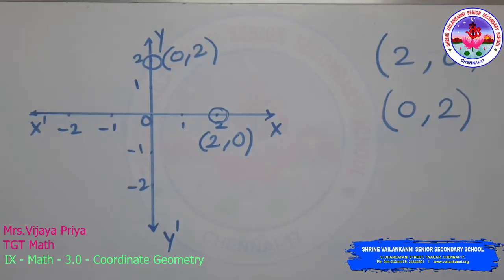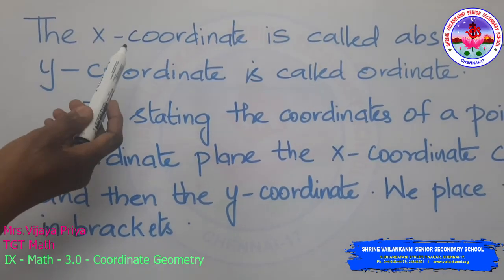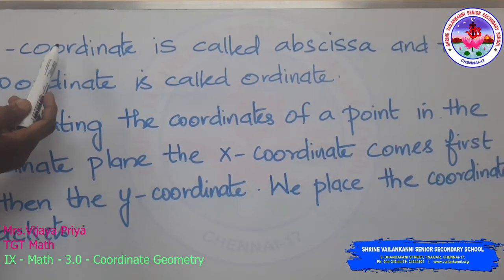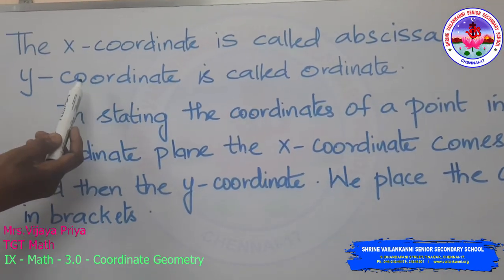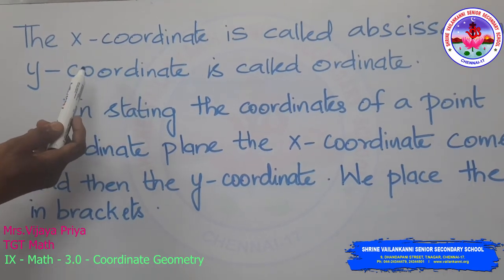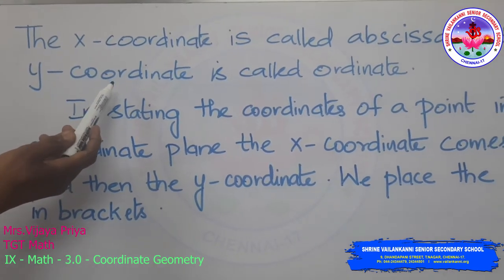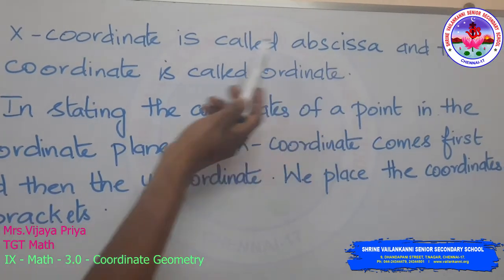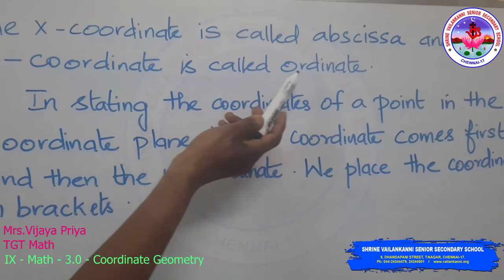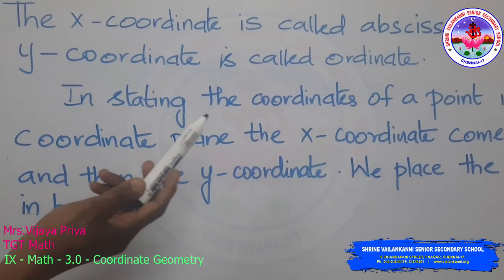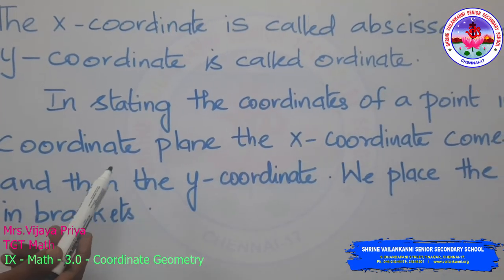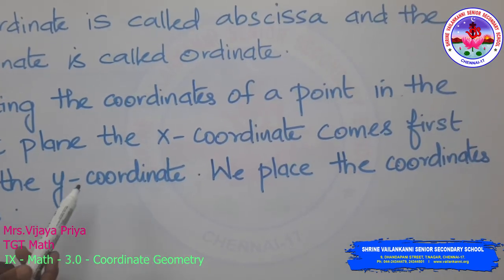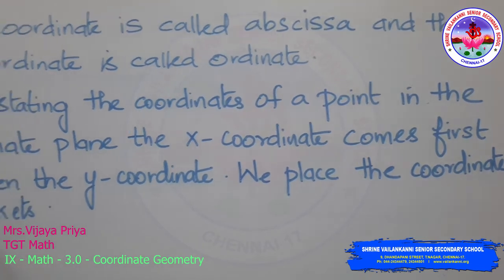Now coming to the x-coordinate: the x-coordinate of a point is its perpendicular distance from the y-axis, whereas the y-coordinate of a point is the perpendicular distance from the x-axis. We call the x-coordinate the abscissa and the y-coordinate the ordinate. In stating the coordinates of a point in the coordinate plane, the x-coordinate comes first and the y-coordinate comes second. We place the coordinates in brackets.